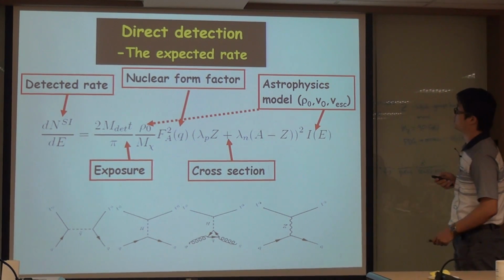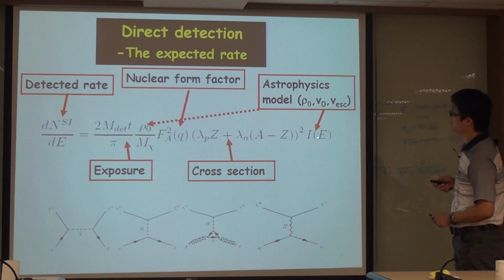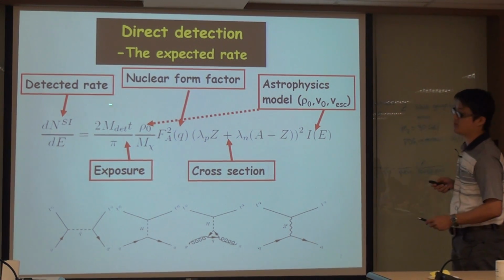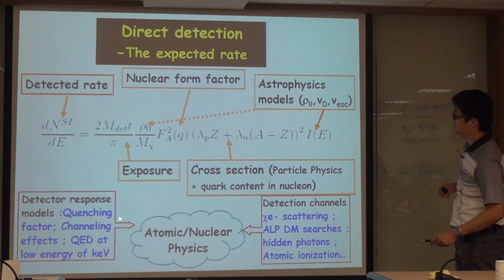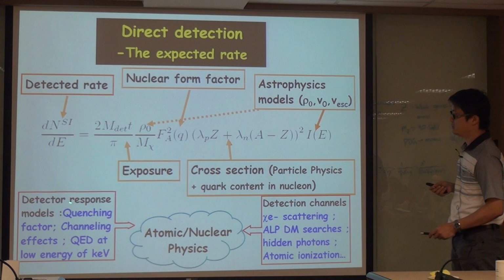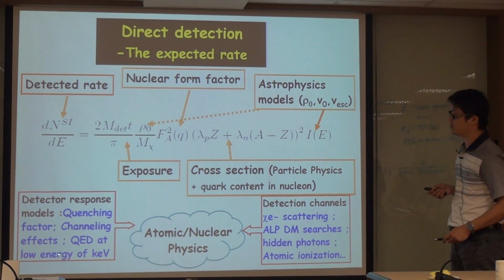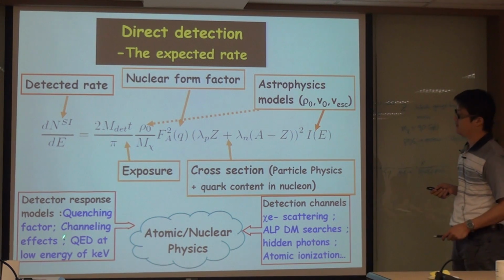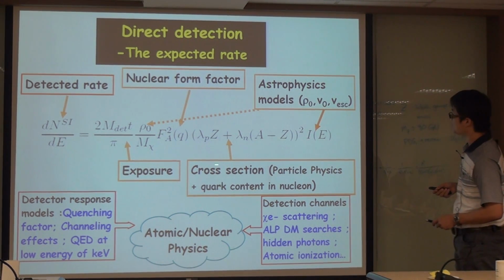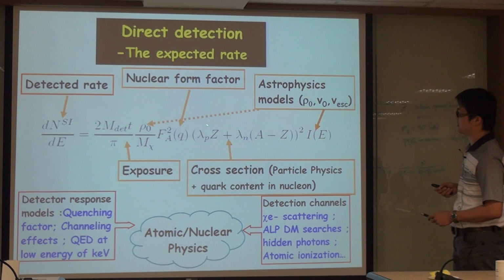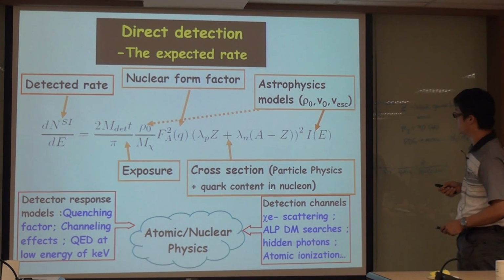So what is the relationship between these simple formulas and atomic and nuclear physics? From the detector response models, we can talk about the channeling effect and quenching factors, as well as QED at low energies of keV, which is the atomic physics region. Meanwhile, the cross section actually comes from particle physics, where dark matter couples with protons and neutrons, and it contains the quark content in the nucleon.